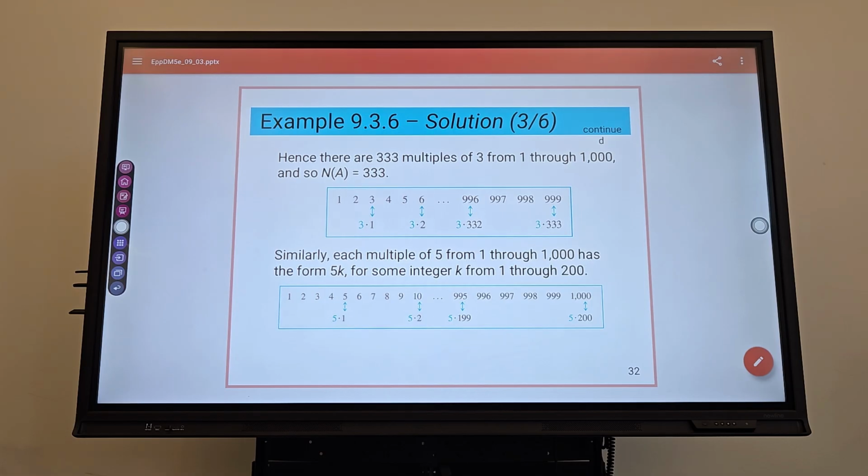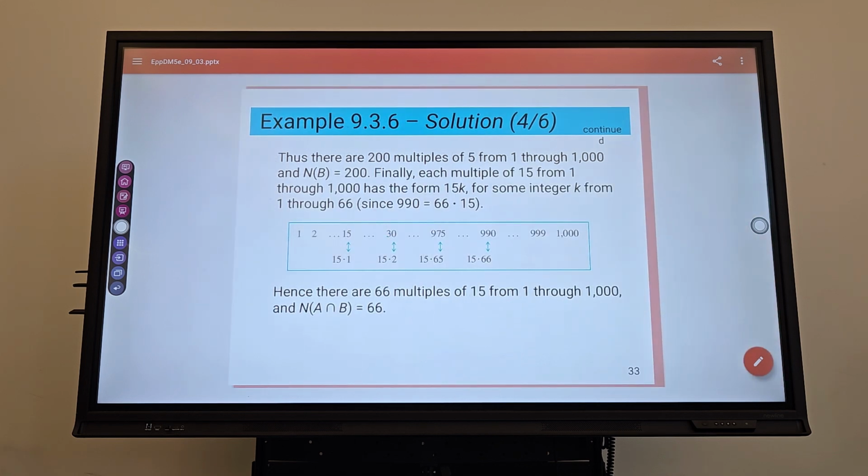Similarly, each multiple of 5 from 1 through 1000 has a form of 5k for some integer k from 1 through 200. There are 200 multiples of 5 from 1 through 1000. n of B equals 200.